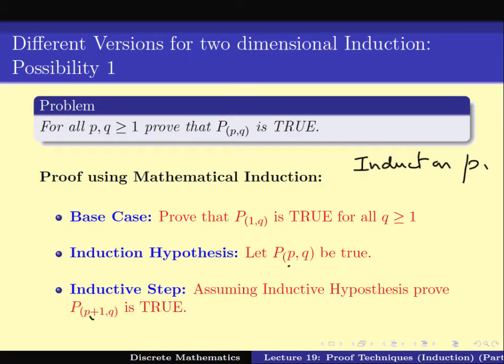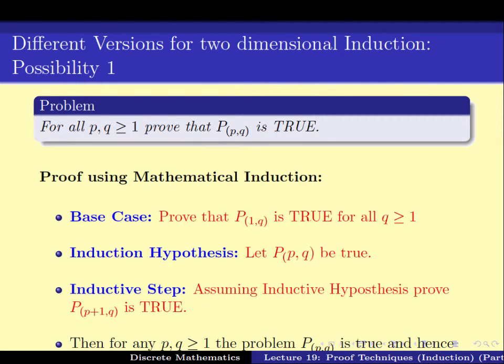Verify for yourself that this particular induction step, along with this particular base case, will indeed prove that for all p, q, P(p, q) is true. So in other words, the whole of two dimensions is covered by this particular induction step.